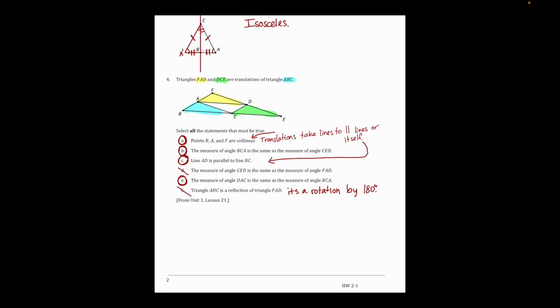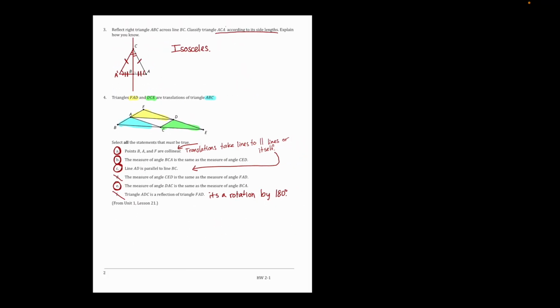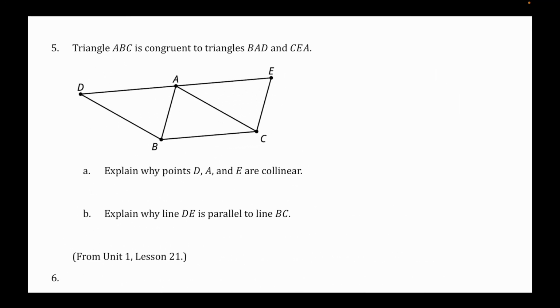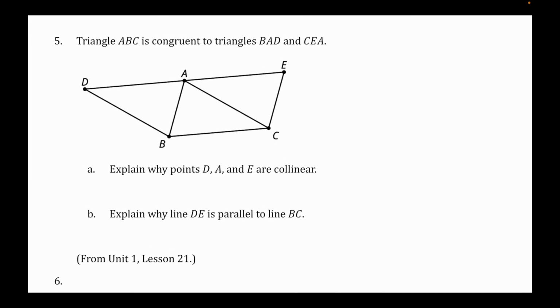Okay, so moving on, question 5 is actually on the next page. So we're looking at 3 triangles here. We have triangle ABC congruent to triangles BAD and CEA. So order is important, which means ABC. I'm going to highlight these triangles inside so that I know which ones are which. That is my blue triangle. Okay, green triangle I'm going to say is BAD. That is this triangle here.